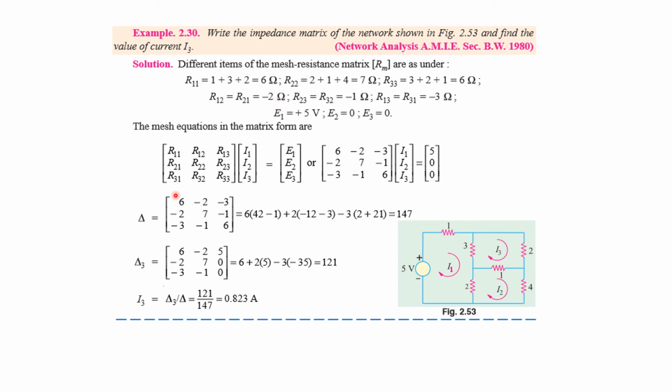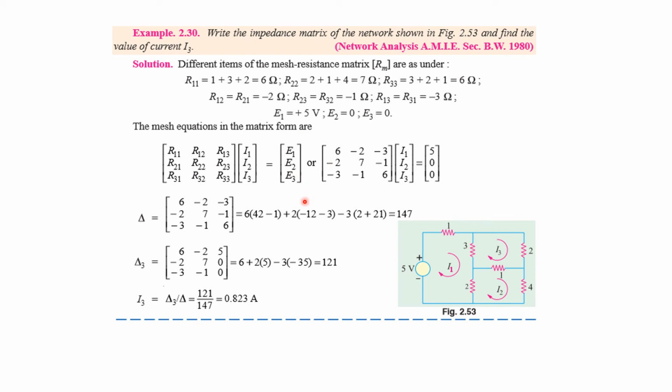Now to get R13 and R31. So who is common between 1 and 3? 1 and 3 common is 3. So what are we taking here? Minus 3, minus 3. Now R23 and R32. How to get this? Who is common between 2 and 3? That is 1 ohm. So here we are writing minus 1, minus 1. So this R matrix is now ready.